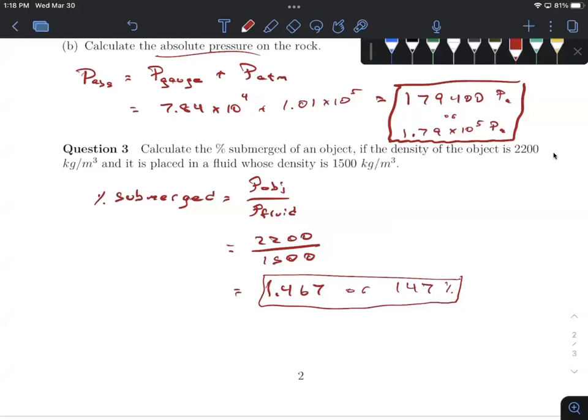And in fact, if we look at the densities, the object has a density of 2200, the fluid is only 1500. That means that the object has a bigger density than the fluid. And from what we recall in terms of the concepts, to sink, your density must be greater than the density of the fluid. And that's what we have here. The object just has a bigger density, so this object sinks. So if you're going to try to figure out what this tells you, it just means the object sinks. But in terms of the answer to this question, if you put 146 or 147% or 1.46, whatever, that's perfectly fine. You don't have to go further than that.